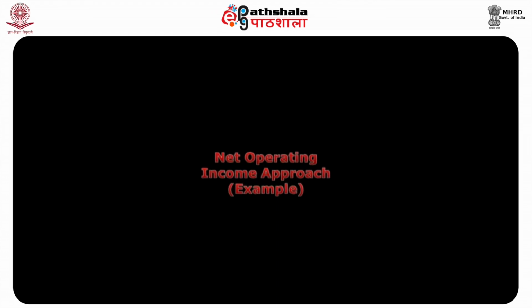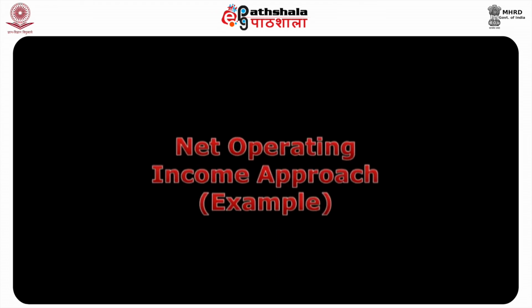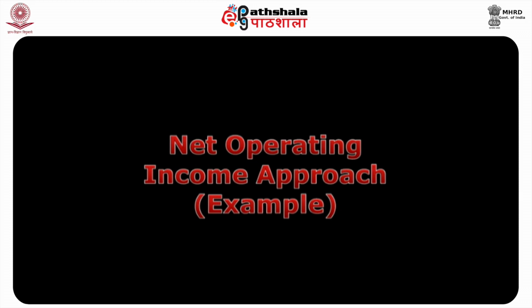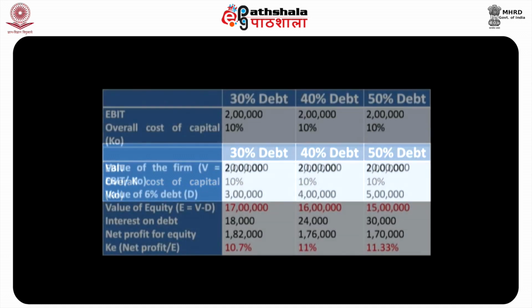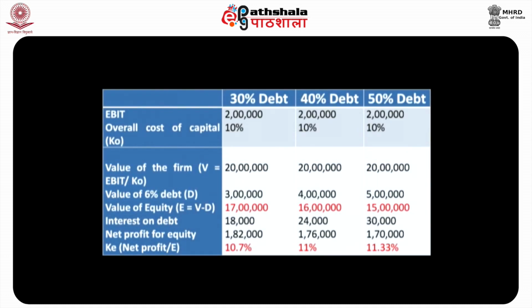Let us see how the overall cost of capital and the value of the firm are independent of its capital structure with the help of an example. Suppose the earnings before interest and taxes is rupees 2 lakhs. The overall cost of capital is 10% and there are three options of debt mix, that is 30%, 40% and 50%. After working out the calculations as shown in the table, we can see that if we increase the proportion of debt in total capital, value of equity goes down and cost of equity goes up because of less profit available for equity shareholders, and hence it increases the risk of shareholders.